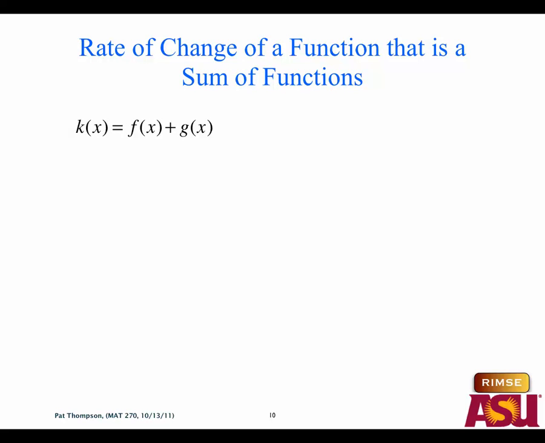Okay, last rule for today, and then we'll put them all together and practice the problem. So, if you have a function, say k, that's the sum of other functions, what would you hope for? That the rate of change of k would be the sum of the rates of change. And it's your lucky day. The rate of change of k is the rate of change of f plus the rate of change of g. So this is one way to say it.